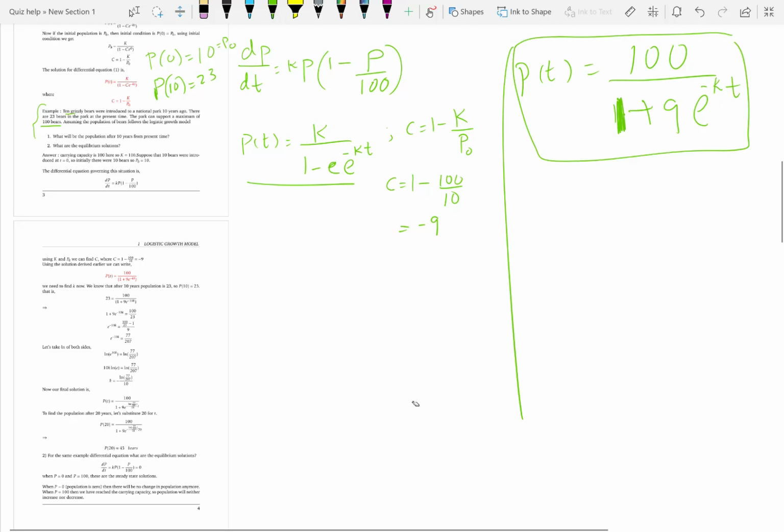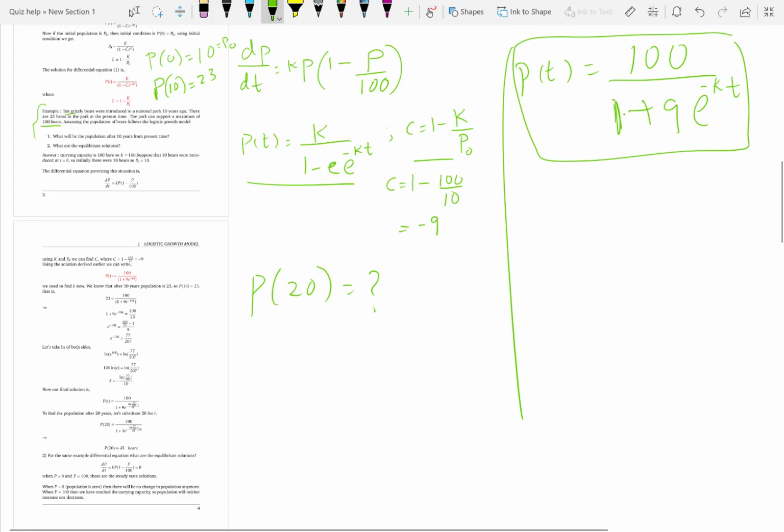Let's see what the question asks. What will be the population after 10 years from the present time? The present time is after 10 years, and after another 10 years means they are asking for the population after 20 years, right? Now, we had three constants here: carrying capacity, the constant of integration, and the growth rate, small k. Carrying capacity was given in the question. Constant C we were able to find because we derived it in the previous video. Small k we need to find before we can find the population after 20 years.